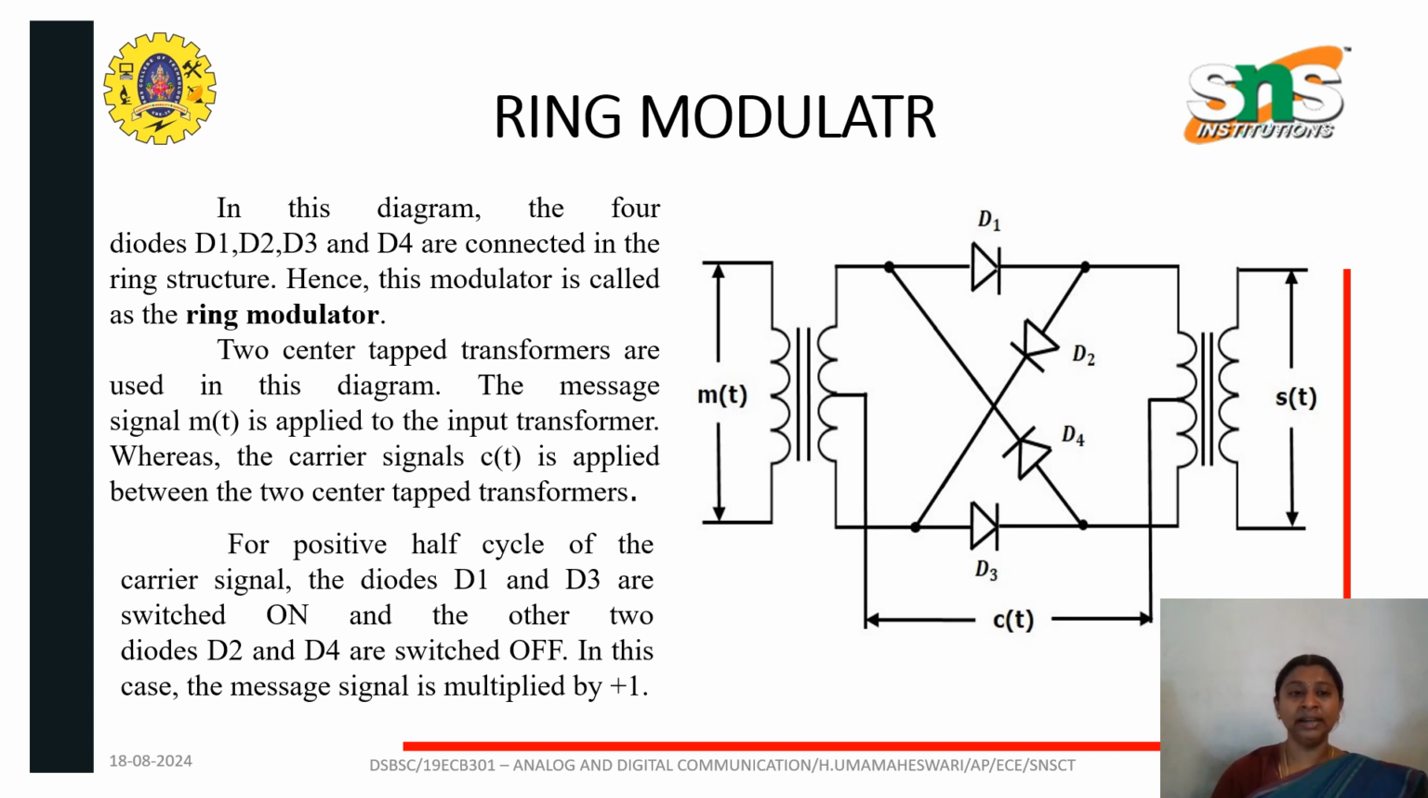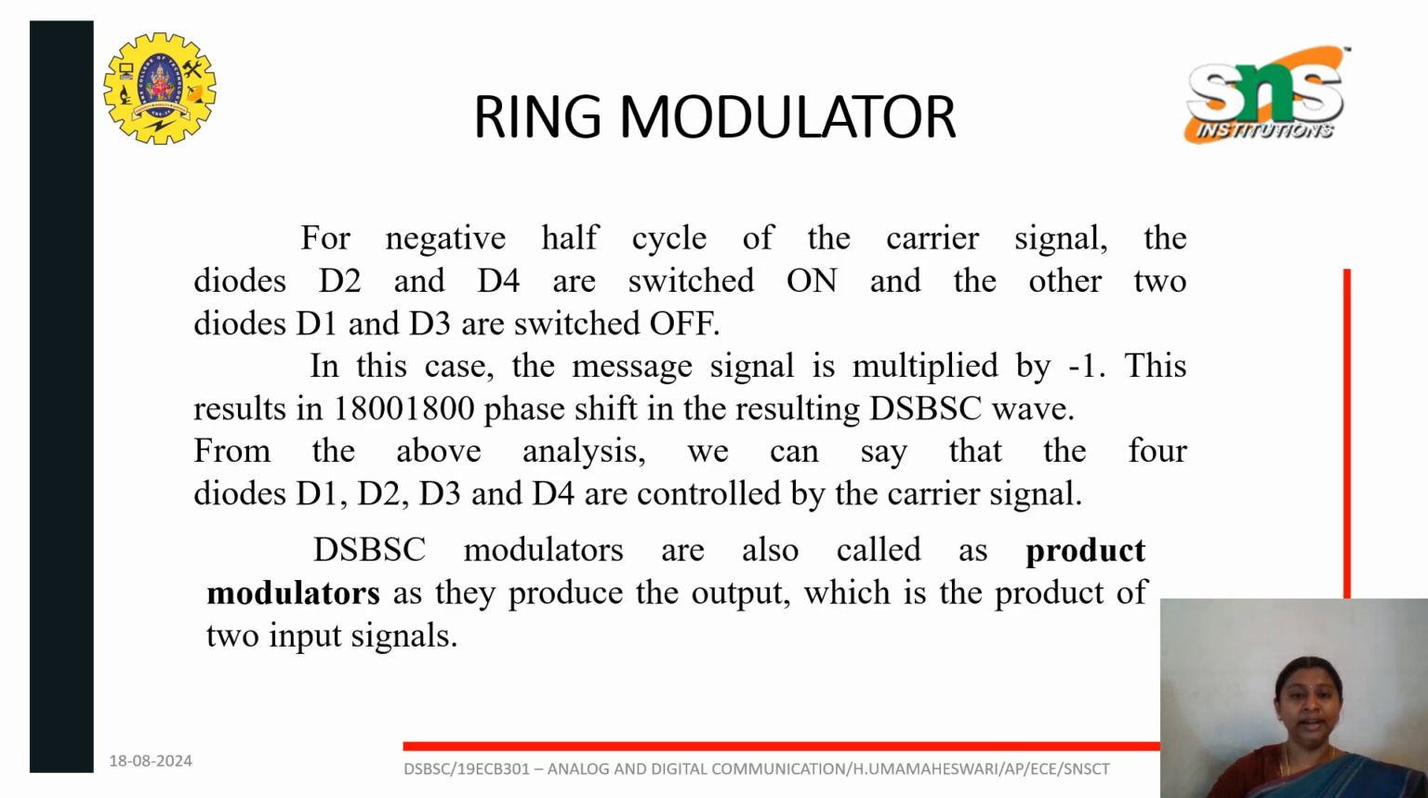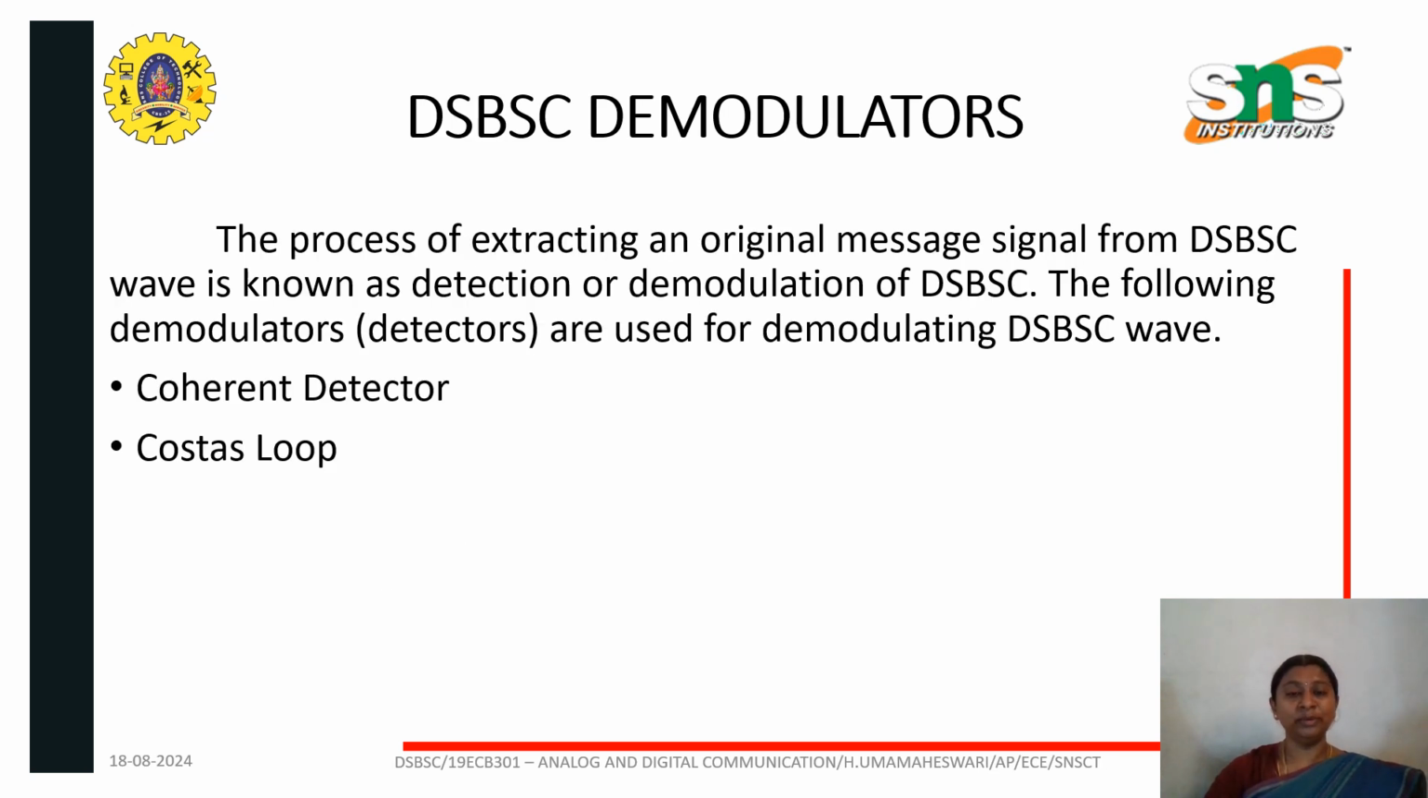Here we are using two center tapped transformers in order to apply the input signal to the transformer. Then we'll be seeing the operation of this ring modulator, where these four diodes are controlled by the carrier signal. So these double sideband suppressed carrier modulators are also called product modulators, as they produce the output which is the product of the two input signals.